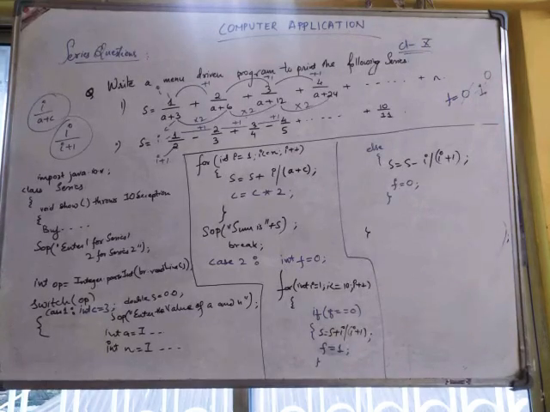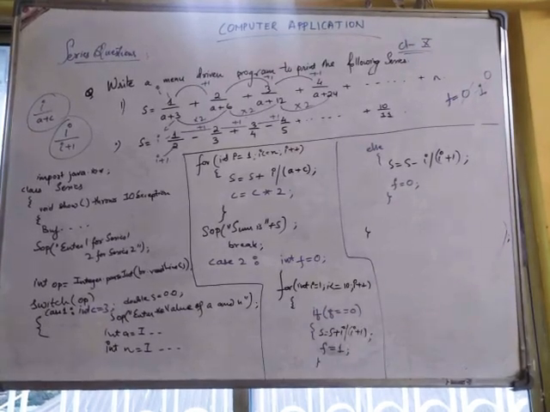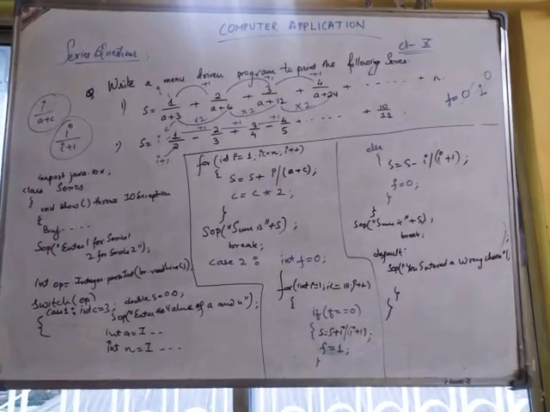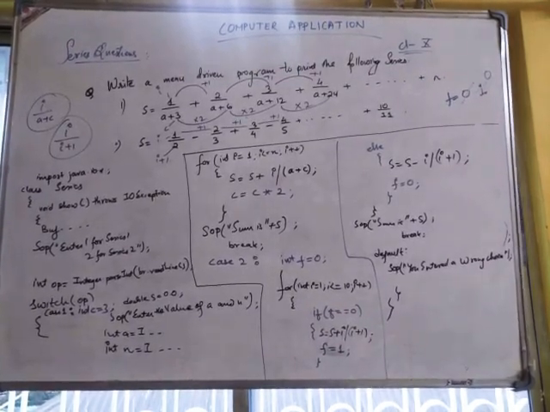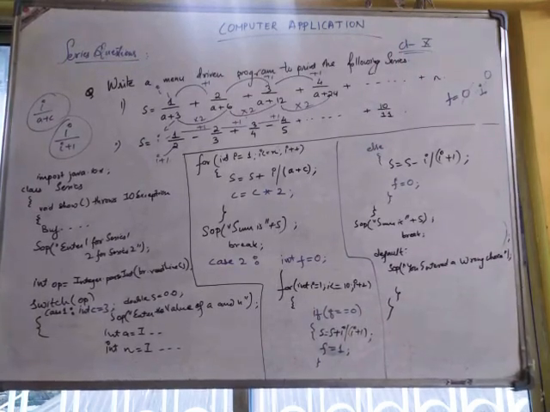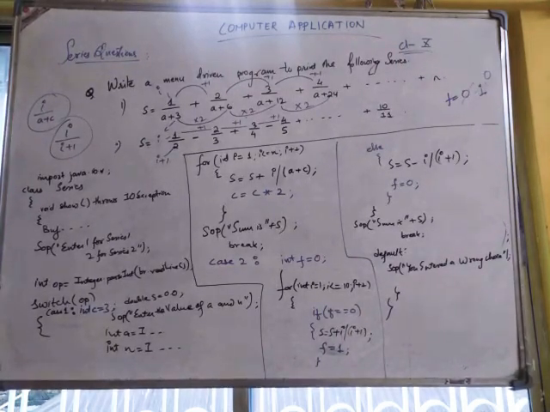Once we have calculated this else block, we need to close the for loop and then print the value of sum. So after you have finished, print the sum is plus s. After that, close the method and close the class. Understood? This is how you do series questions in a menu driven program.